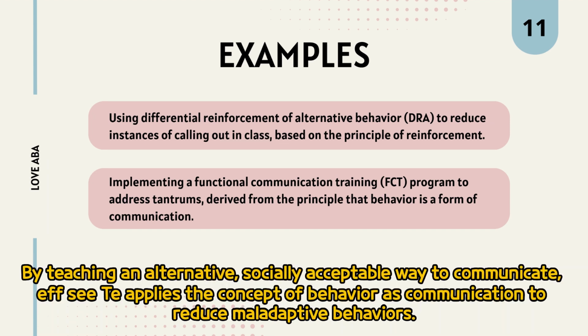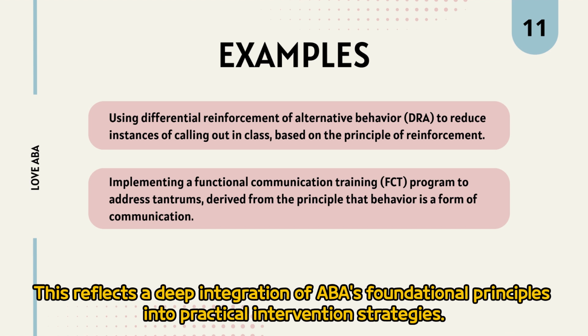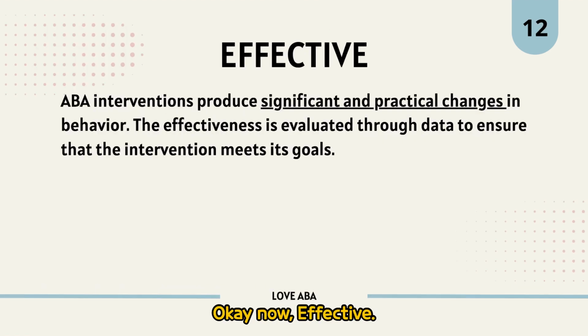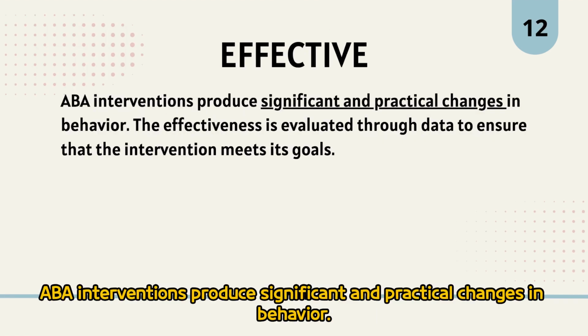By teaching an alternative, socially acceptable way to communicate, FCT applies the concept of behavior as communication to reduce maladaptive behaviors. This reflects a deep integration of ABA's foundational principles into practical intervention strategies. Okay, now effective. ABA interventions produce significant and practical changes in behavior.